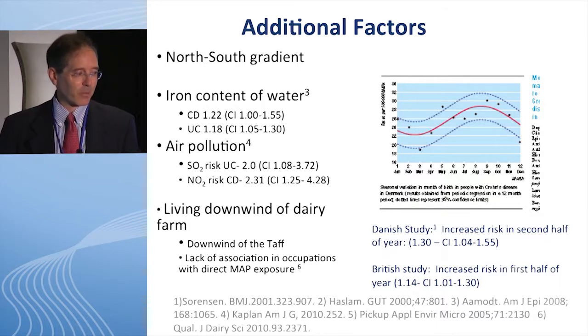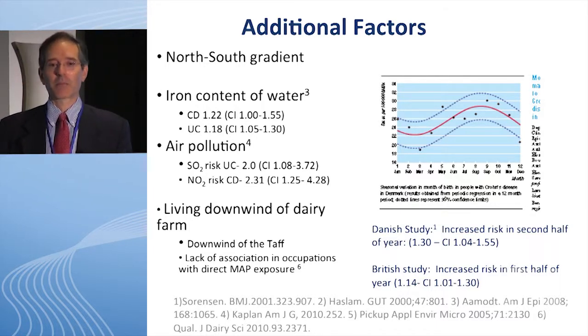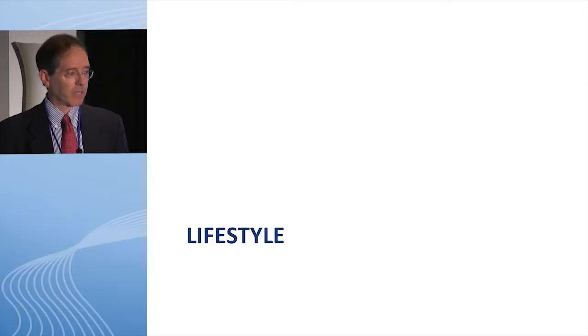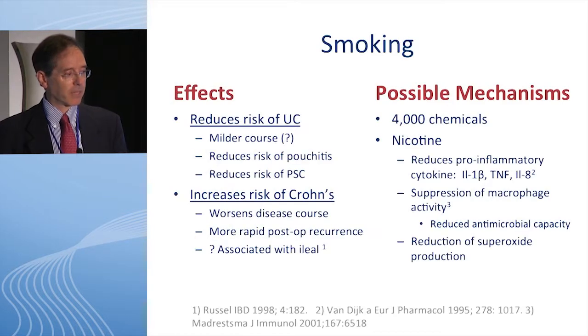Even things like living downwind from a dairy farm. Well, they looked at this because of mycobacteria, paratuberculosis, and looking, though, in large studies of actually vets who were exposed to paratuberculosis as opposed to those who weren't, it did not seem to be an association directly. But so many things have been looked at, but many of these things have really fallen out. So let's just talk briefly about lifestyle in the minutes remaining.